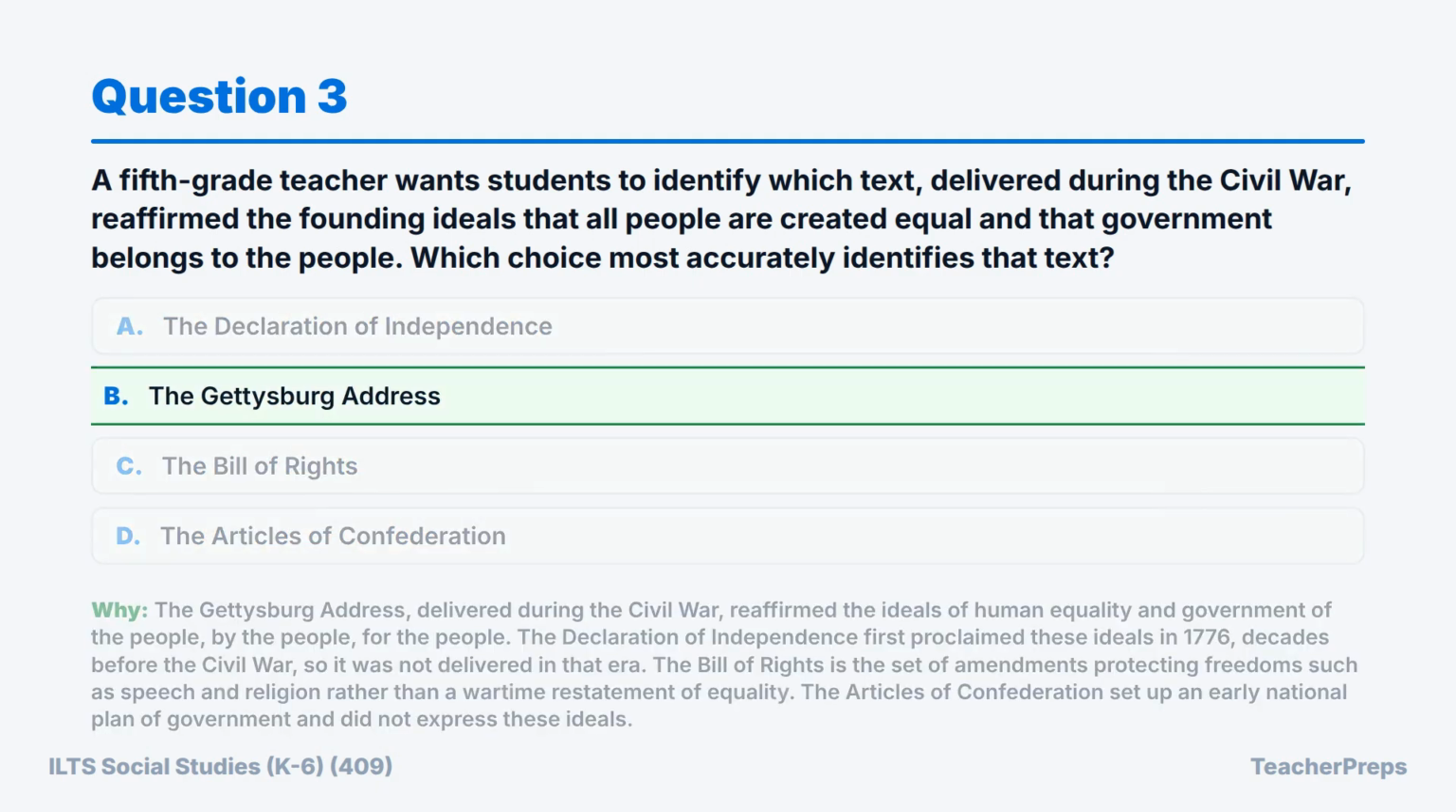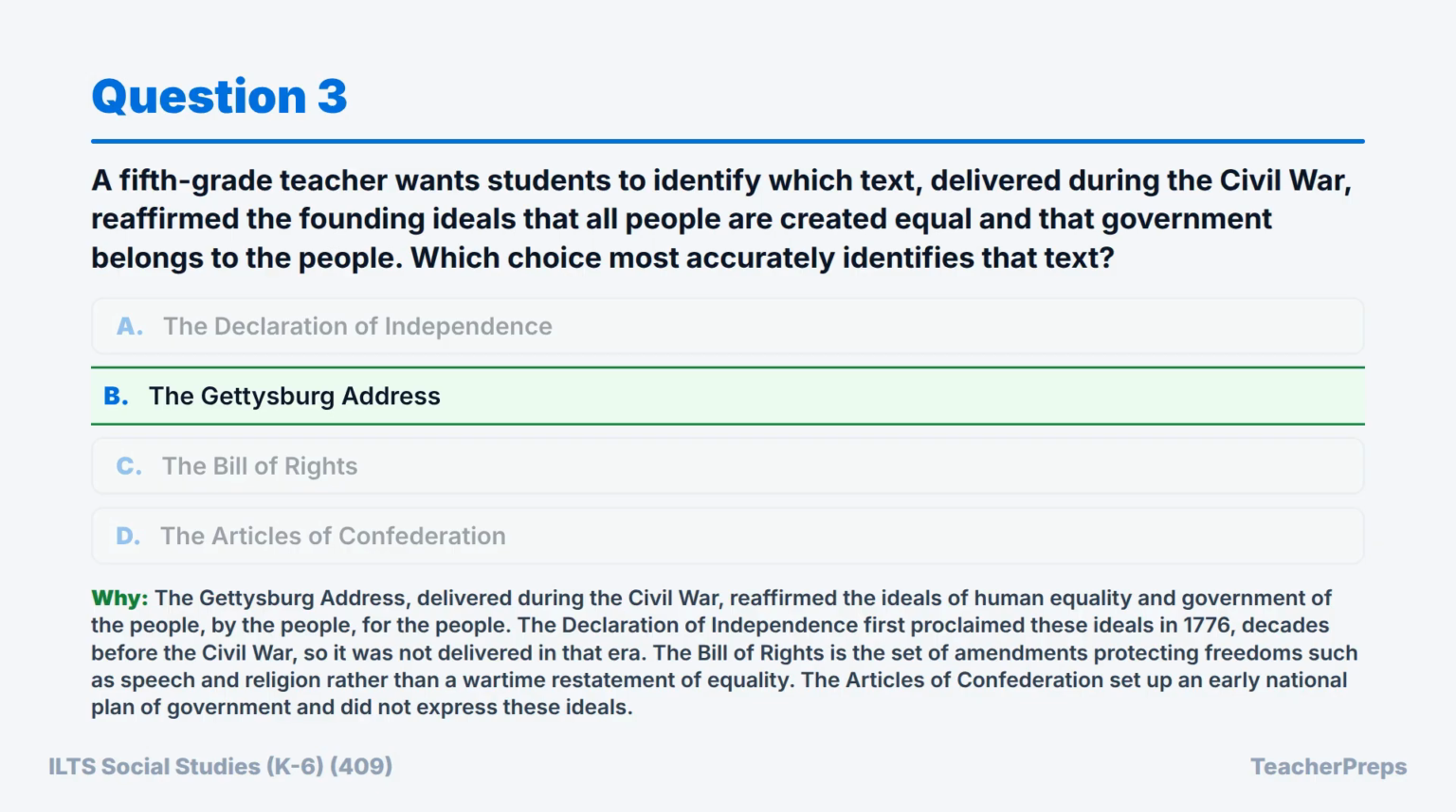The correct answer is B. The Gettysburg Address. The Gettysburg Address, delivered during the Civil War, reaffirmed the ideals of human equality and government of the people, by the people, for the people. The Declaration of Independence first proclaimed these ideals in 1776, decades before the Civil War, so it was not delivered in that era. The Bill of Rights is the set of amendments protecting freedoms such as speech and religion rather than a wartime restatement of equality. The Articles of Confederation set up an early national plan of government and did not express these ideals.